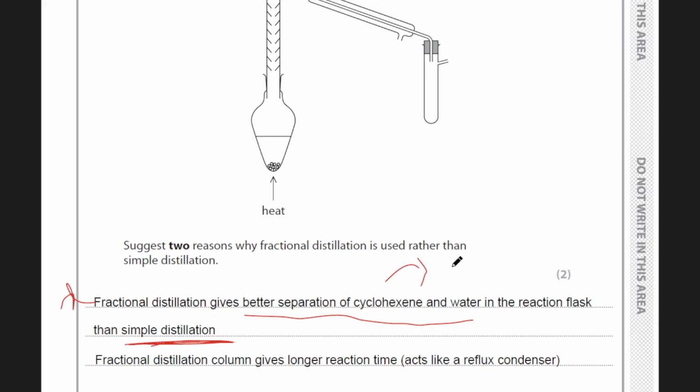Cyclohexane has somewhat about 125, while water has a boiling temperature of 100. So obviously the water is going to boil first before the cyclohexane is left.